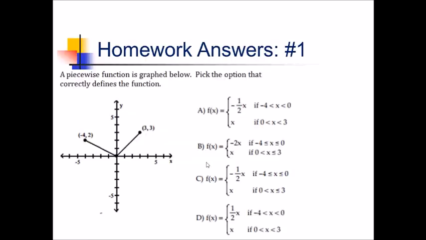For number 9, we're given the graph of a piecewise function and asked to match the correct function with it. So for this one, it's really a process of elimination. If you look at the second rule for all of the answer choices, they're all x's, so this interval here is not going to help us out much. So let's look at the first interval.